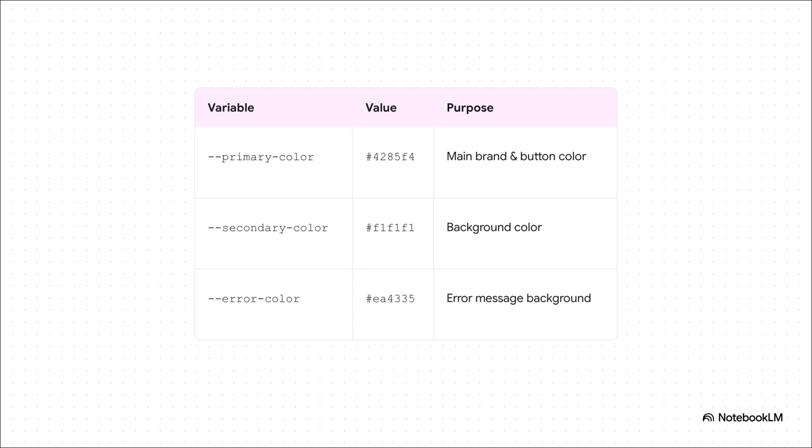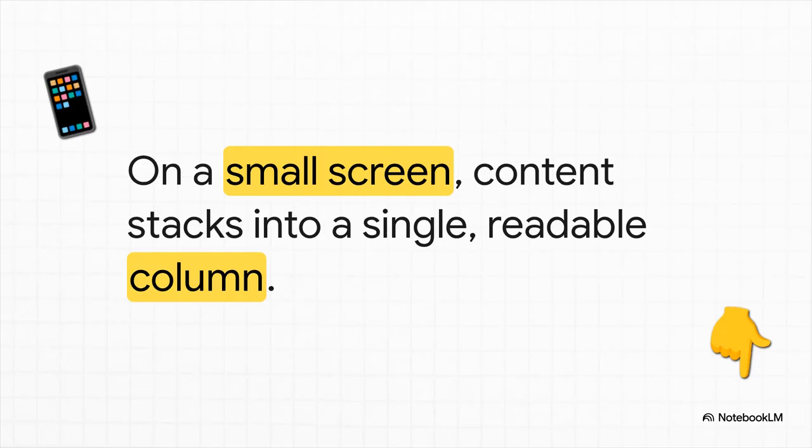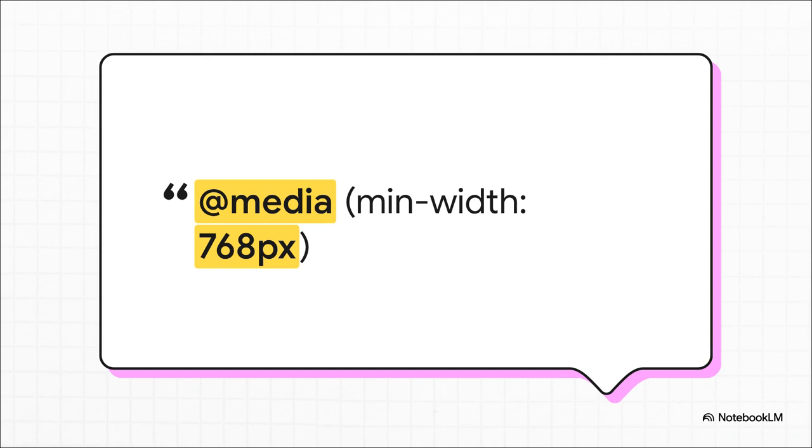It's incredibly powerful stuff. Most modern design starts with a mobile-first mindset. On a phone, you want things to be simple, clean, and easy to read. So by default, all our content just stacks up neatly in a single scrollable column. It's the perfect no-fuss starting point. So how does it magically adapt for bigger screens?